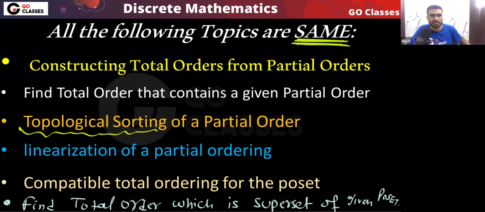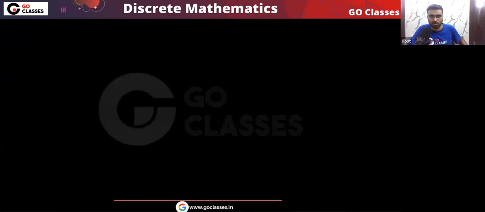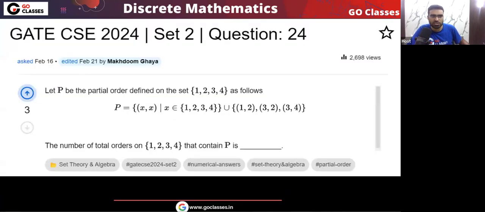Okay, that's it. So all these things are same. 1 to 6, all these things, they are same. Now let's move on. Now let's solve this GATE exam question. This is GATE 2024. Very recent question.